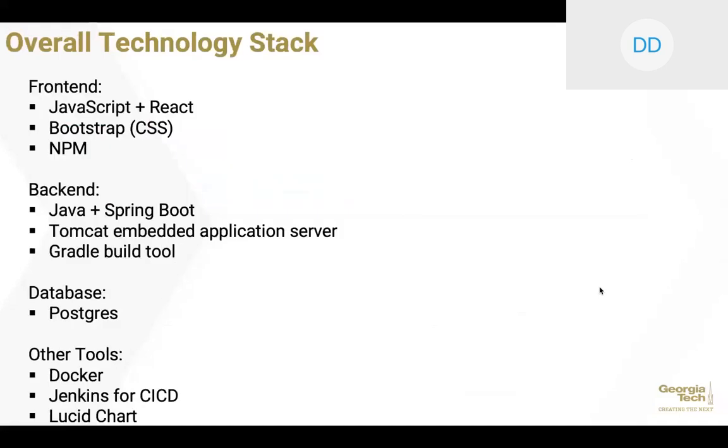All right, so here is the overall technology stack that we're going to use to achieve the goals that were just laid out by David. On the front end, we'll have JavaScript using the React framework, Bootstrap, which is a CSS framework for layout and presentation, and Node Package Manager to put all that together. On the back end, we'll have Java and Spring Boot, which lets us do web services in a quick and easy way. That'll run on Tomcat embedded and be built with a Gradle build tool. We do need a database. We'll use Postgres for that, and of course, we'll have Docker and Jenkins for CI/CD. Next slide.